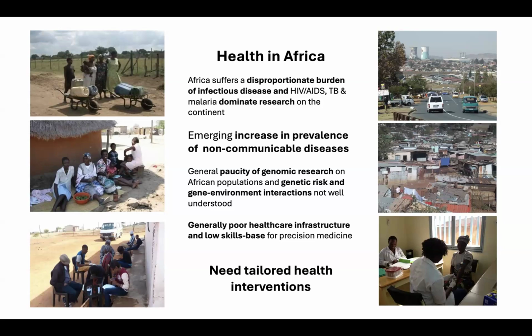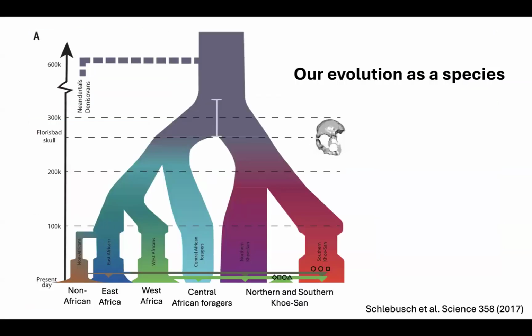And here are some of the places that we work. So you can see that some of them are very rural and others quite urban. But I thought that I would start off just with the evolution of our species, because that has a direct bearing on genetic variation in Africa. And I want you to think, at the top here is a long time ago, right at the bottom is where we are at the present day.